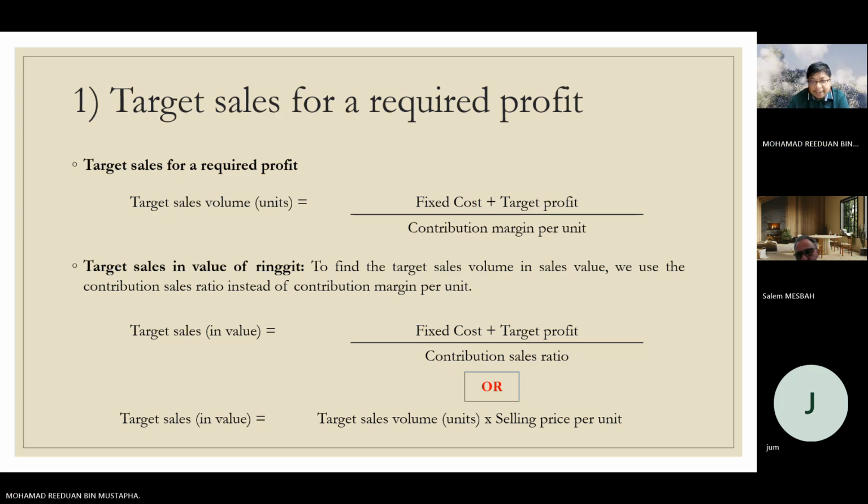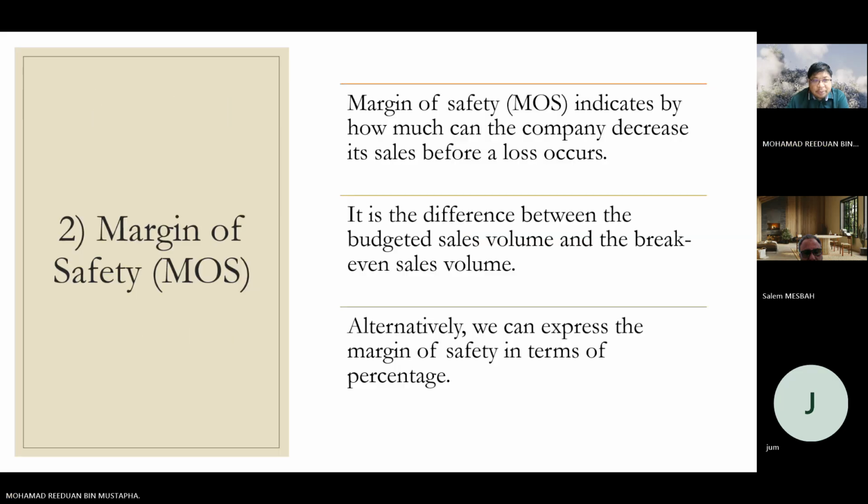Is it clear? Okay, now we have the margin of safety, or MOS. The margin of safety indicates by how much the company's sales can decrease before a loss occurs. Before something bad happens, we need a trigger first, which means an alarm system. It's almost like an alarm system, a safety net. Before it loses, they are the trigger point.